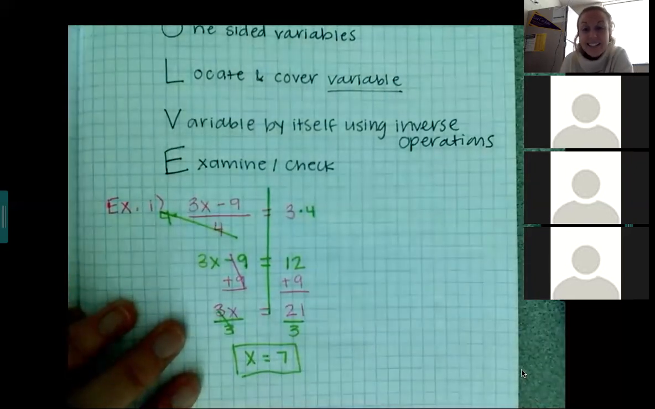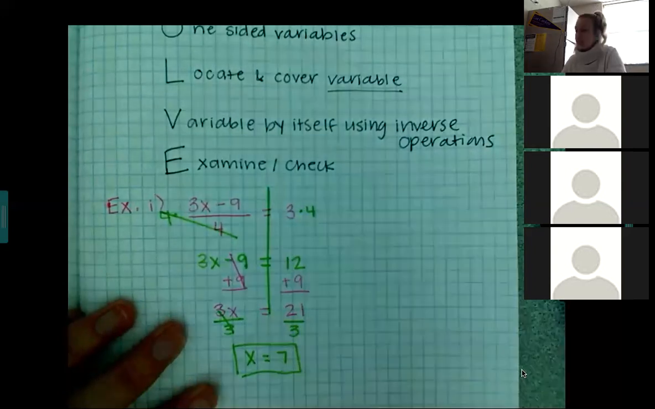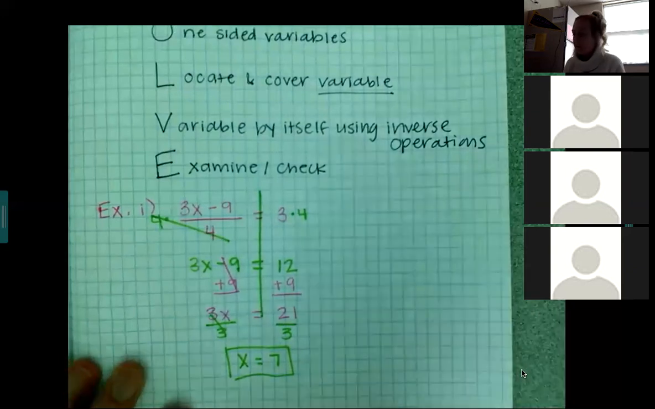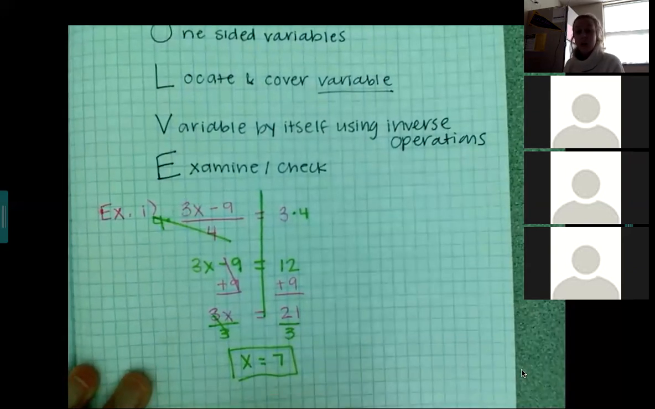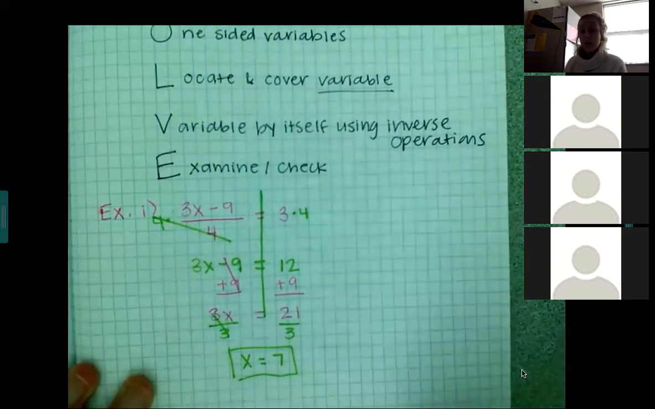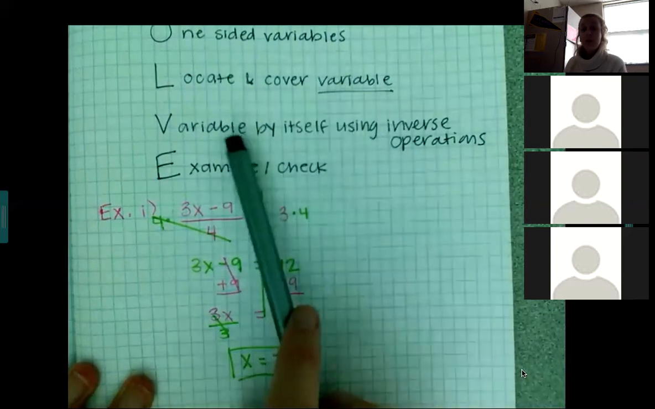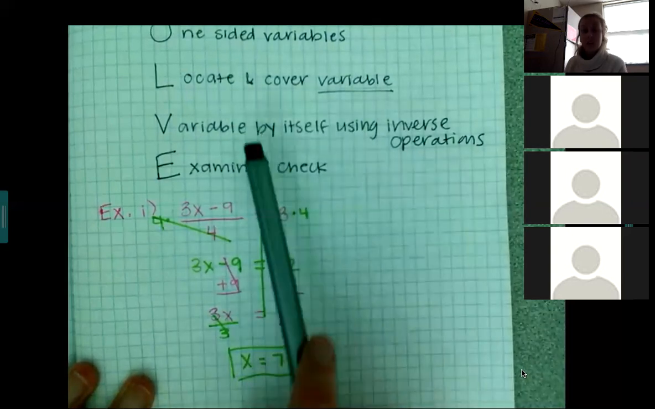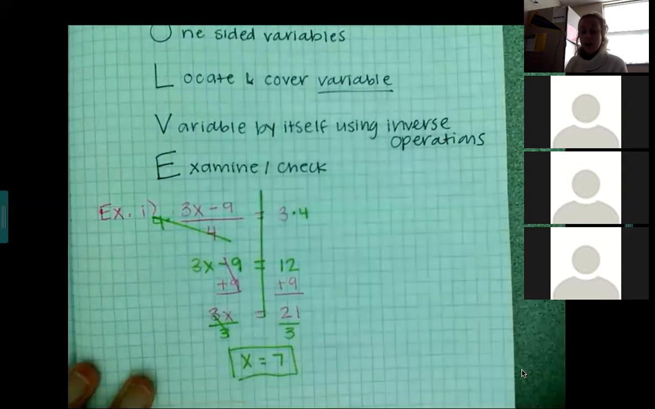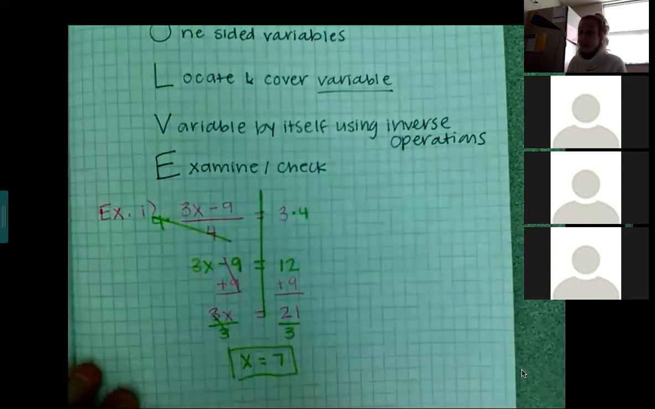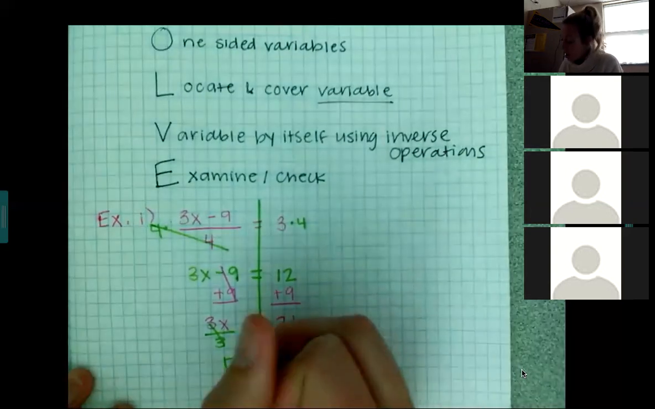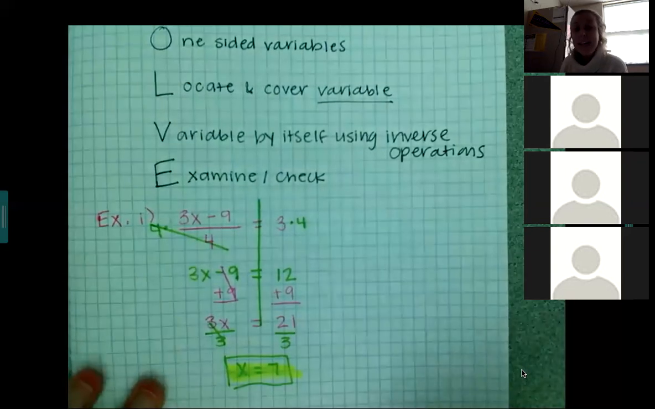Did y'all get 7? Yeah. Okay, good. So this is like ones that we've been doing. Now, I do want to show y'all how to check your work, because we just did cover variable and we did inverse operations to get the variable by itself. So now to check your work, you can take that x equals 7 and go plug it in where?